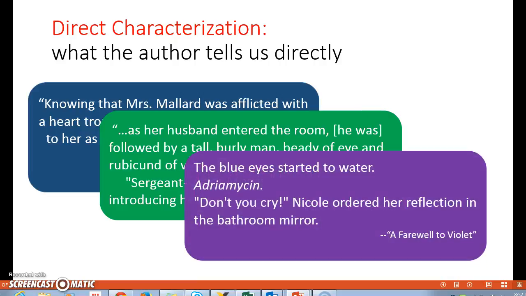Here's from the story we read on Monday, Farewell to Violet. "The blue eyes started to water. 'Don't you cry,' Nicole ordered her reflection in the bathroom mirror." All right, so right away we have Nicole talking, and we get sort of direct characterization. She's telling herself not to cry.